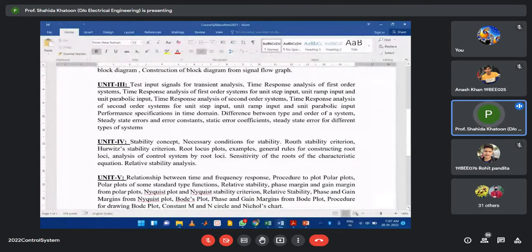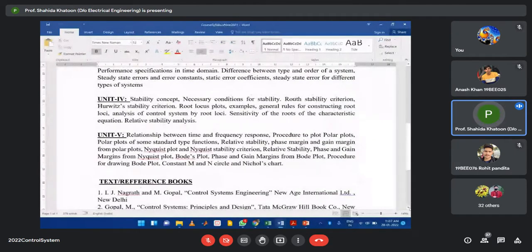Then we will study something about procedure to plot polar plots for some standard type functions, relative stability, phase margin, gain margin, the calculation of phase and gain margin from polar plots. Then we'll study about Nyquist plot, Nyquist stability criteria, relative stability, phase and gain margin from Nyquist plot. Then the most difficult topic is Bode's plot, then phase and gain margin from Bode's plots, procedure for drawing Bode's plot, then constant M and M circle and Nichols chart.